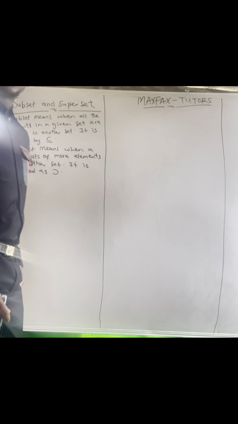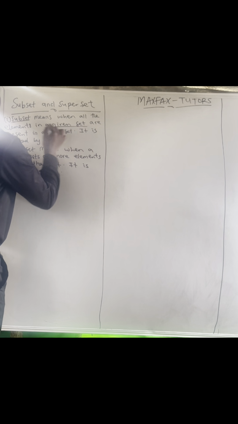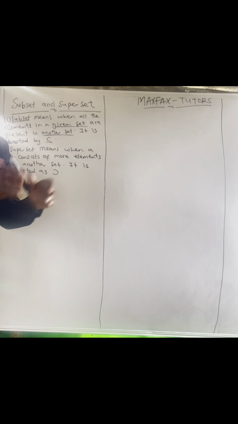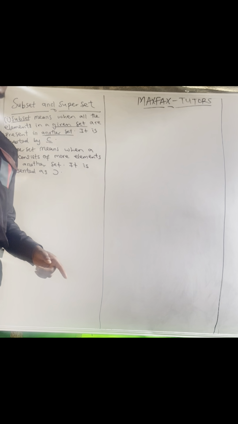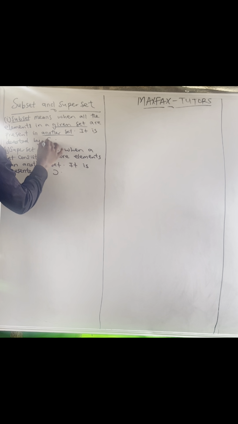Good day, guys. Today we are going to be talking about subsets and supersets under set theory. Whenever you hear the word subset, subset simply means when all the elements in a given set are present in another set. That is when all the members of a particular set can be found in another set. We are going to say that that set is a subset of the other set. Subset is denoted by this symbol.